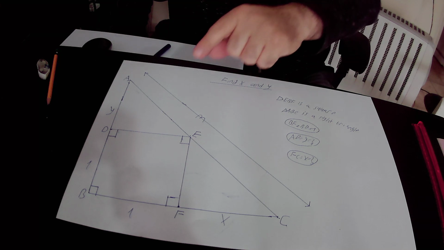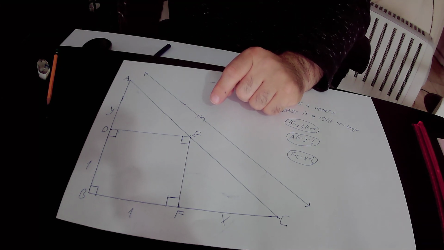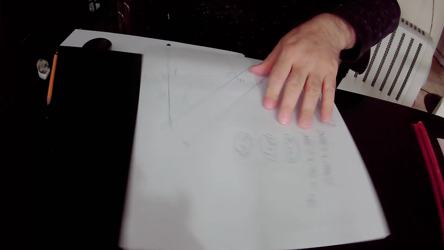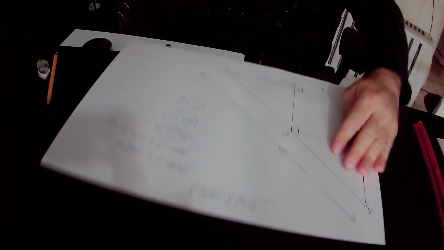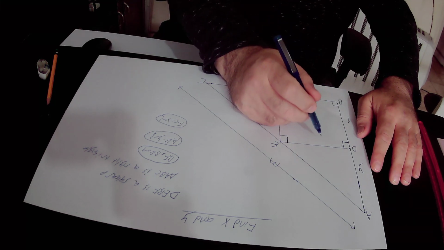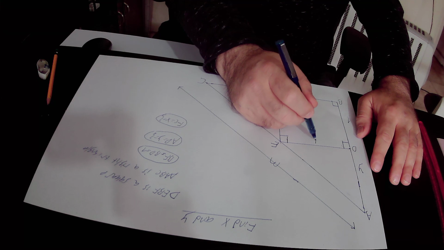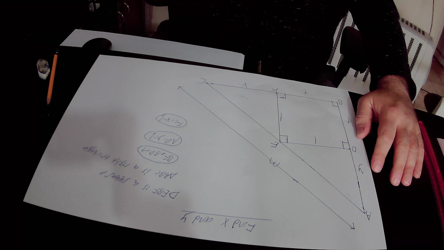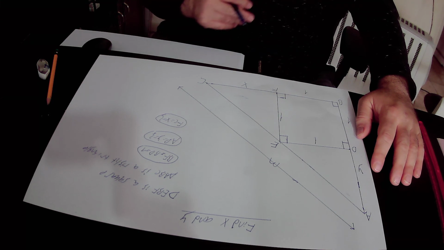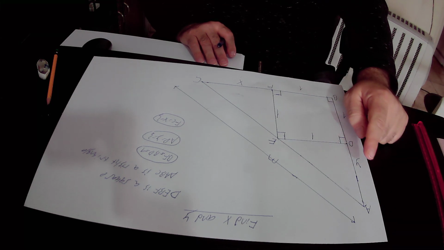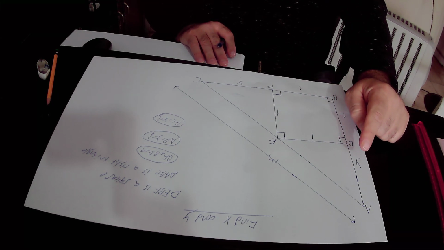You know that one side of square BDEF is equal to 1 unit, and all the sides of a square are equal to each other, therefore DE equals also to 1 unit and EF also equals to 1 unit. And we also know that the hypotenuse AC of the right triangle ABC equals to 3 units.